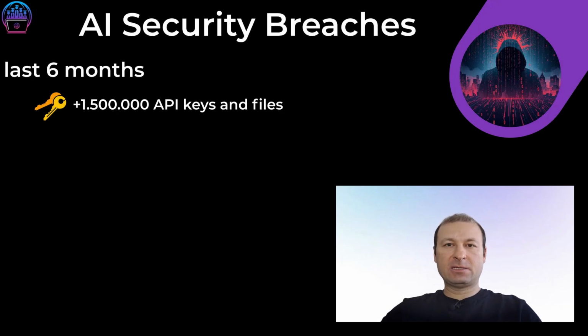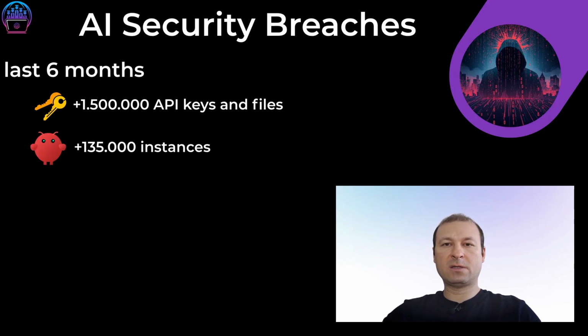In the last 6 months, over 1.5 million API keys and user files were exposed because of poorly set up AI platforms. The recent OpenClaw mania left more than 135,000 instances with the door wide open. Even the darling AI automation platform, n8n, was not spared.